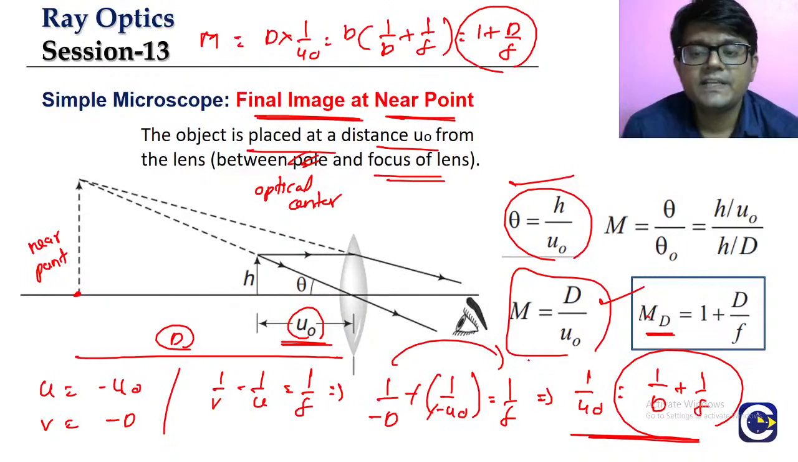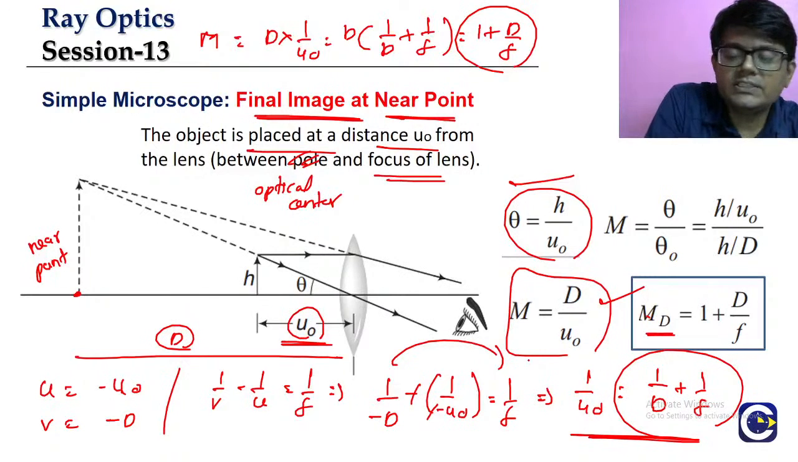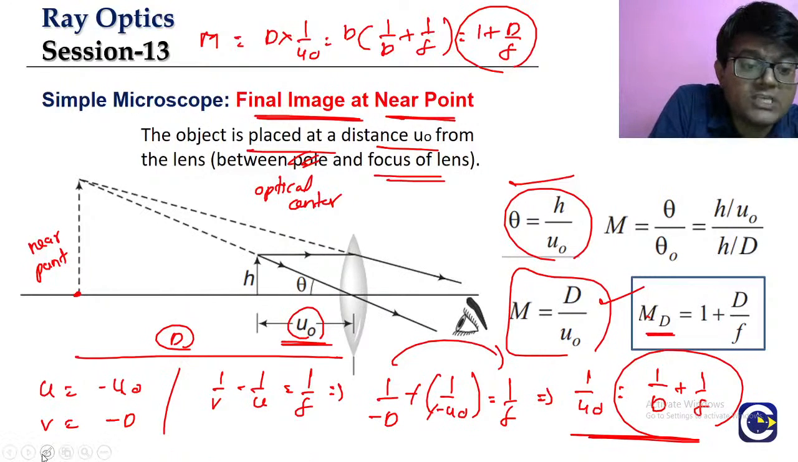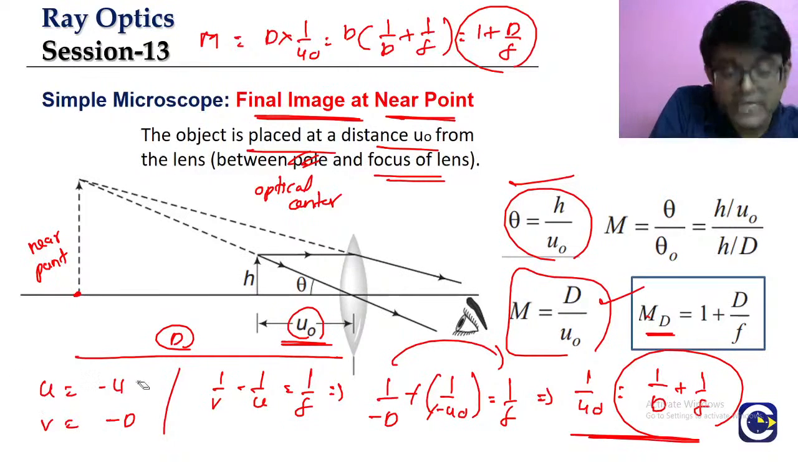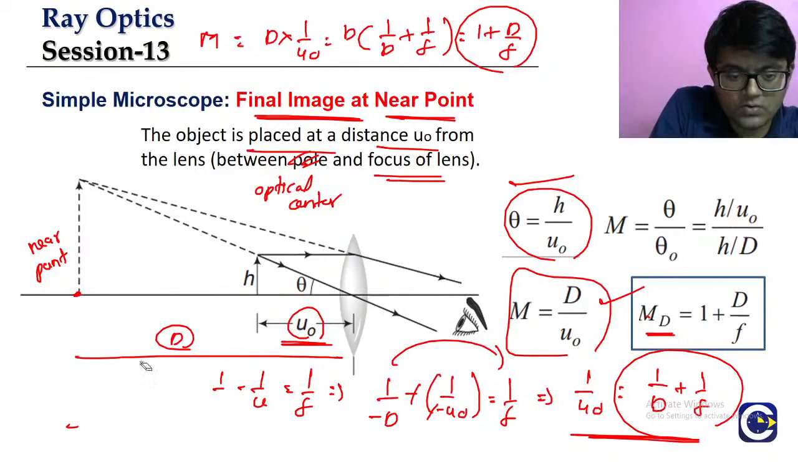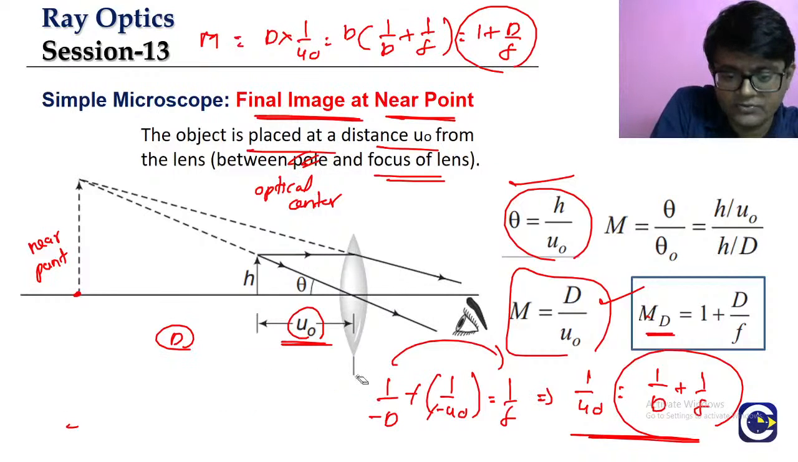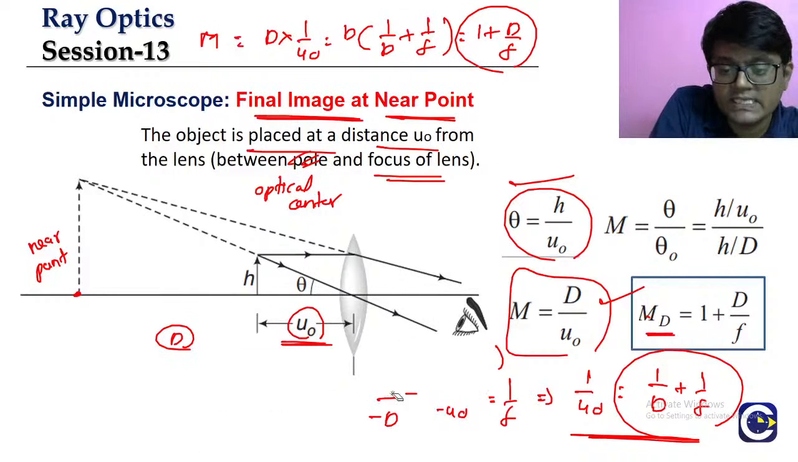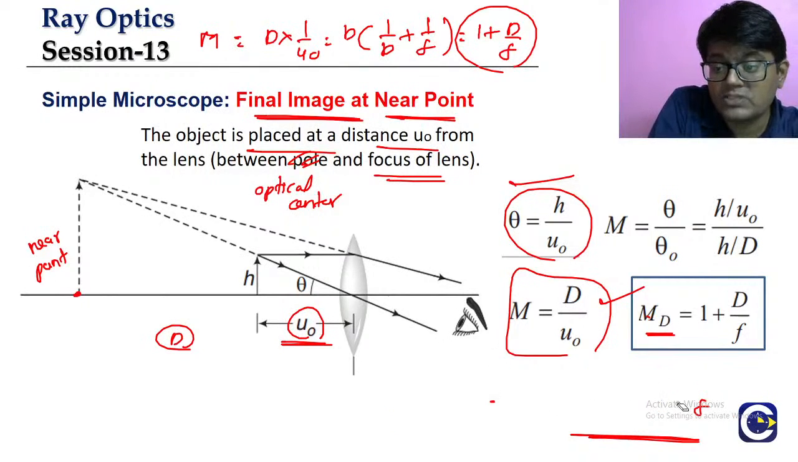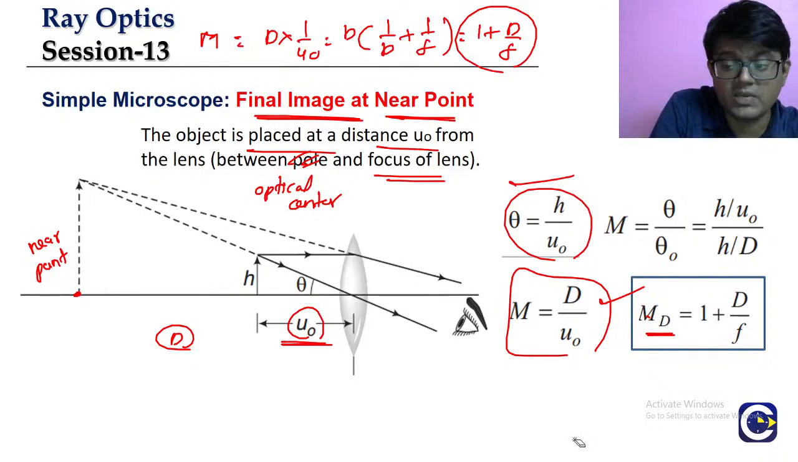So here why are we putting D? Because this is the case where the final image is formed at the near point. So sometimes we will also refer to this as the constrained view. Why do we refer to it as constrained view? Because when the image is formed at the near point, we will have to strain our eyes to see the final image. But what is the benefit in that?